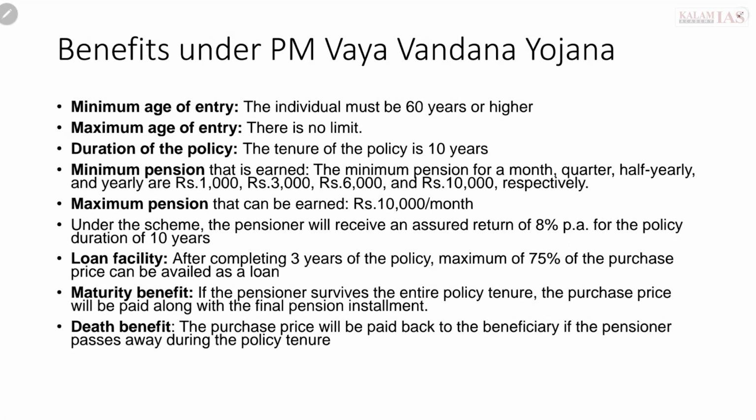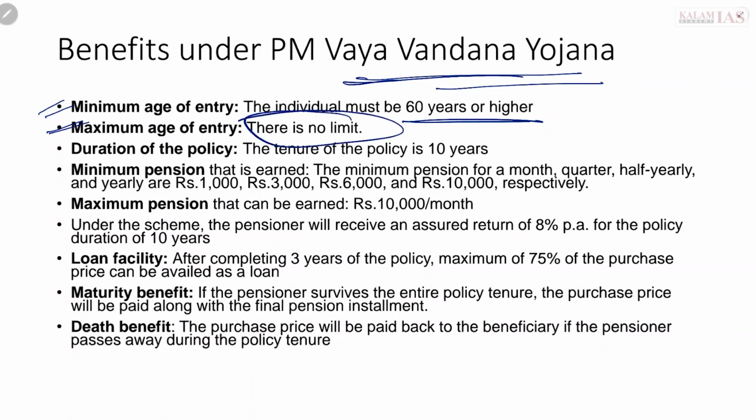So these are the list of benefits under the PM Vaya Vandana Yojana scheme. Firstly, the minimum age of entry must be 60 years or above, because this is for the elderly only. The maximum age of entry, there is no limit. You can be as old as you are at present, above the age of 60, and you can enter the scheme for your own protection. The duration of the policy is 10 years. So if you take it at the age of 75, you will complete the policy at the age of 85.